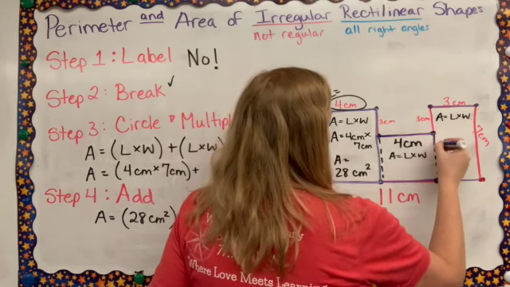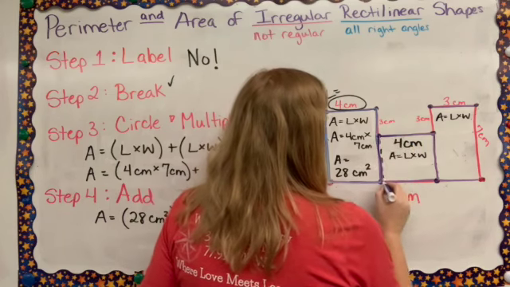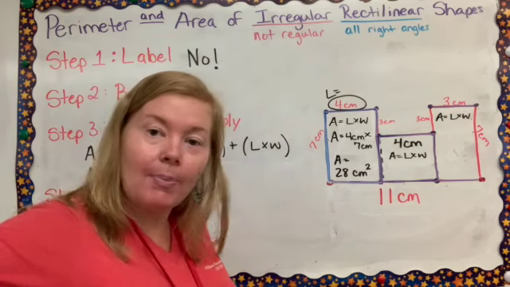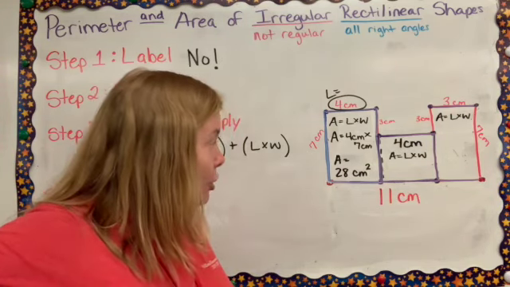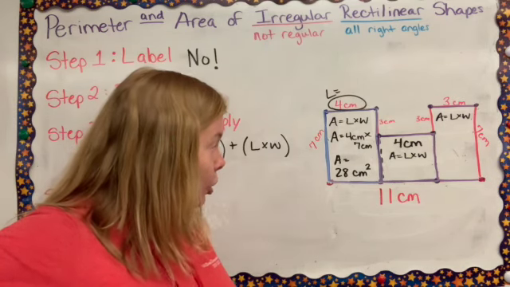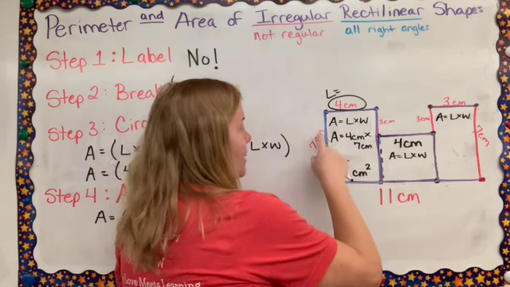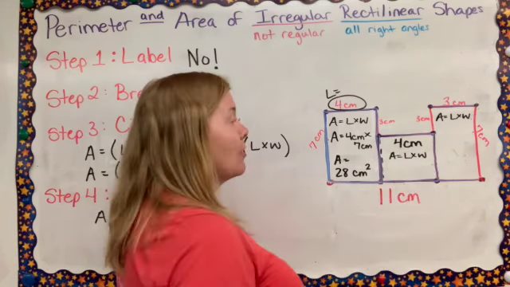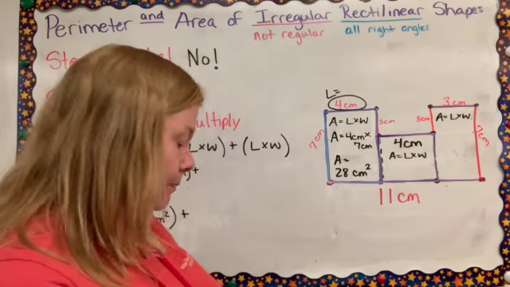Oh boy. I just realized something. Now that I've broken this shape up, I've got another missing side. So let's first look at it, because I don't have any measurements right here, and this side is 7 and this side is 7, but this side it doesn't tell me. So now I have to figure out what this missing side is.